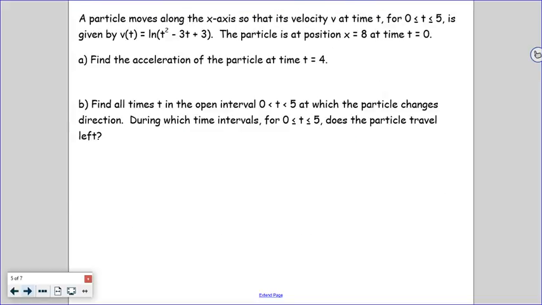All right, second question. We've got a particle moving along our x-axis. A particle moves along the x-axis so that its velocity at any time t, for 0 ≤ t ≤ 5, is given by v(t) = ln(t² − 3t + 3). It also tells us that the particle is at position x = 8 at time t = 0.